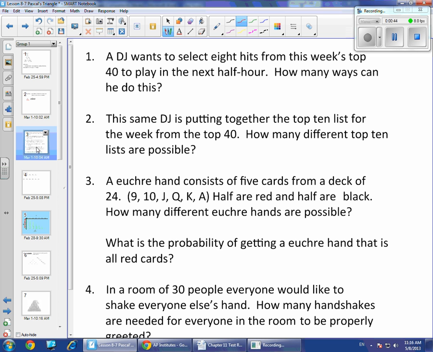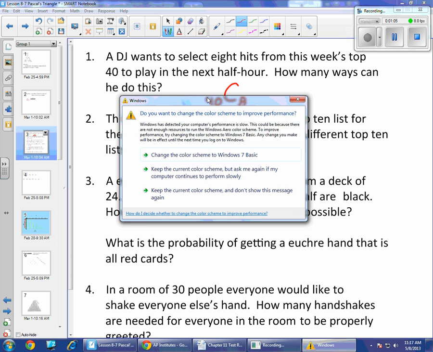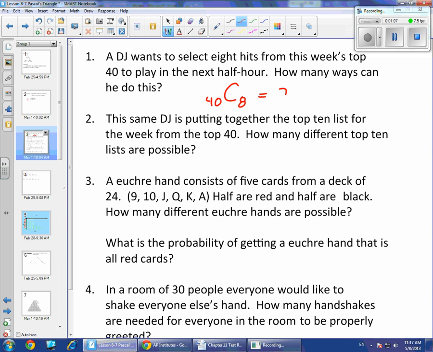Okay, now that you've tried them on your own, let's walk through. So if a DJ wants to select 8 songs from the top 40, if he's just selecting the 8 songs, he's just choosing 8 out of 40 to put into a group. He's going to do a calculation of 40C8 to figure out how many ways he can do that. Okay, and if you calculate 40C8, that value is 76,904,685.